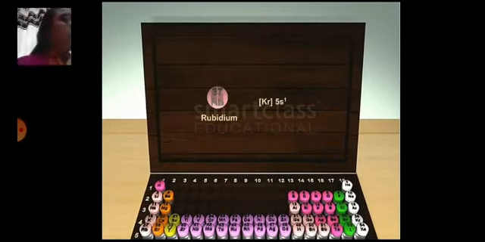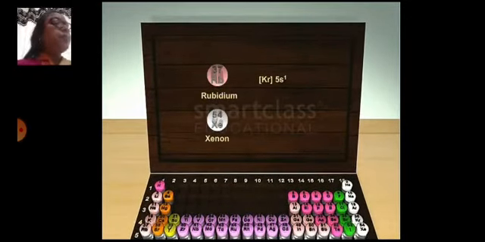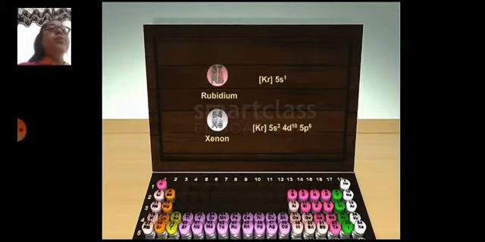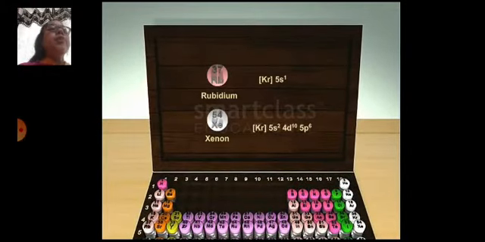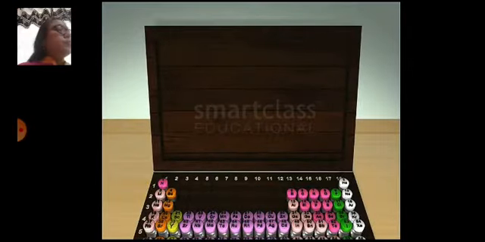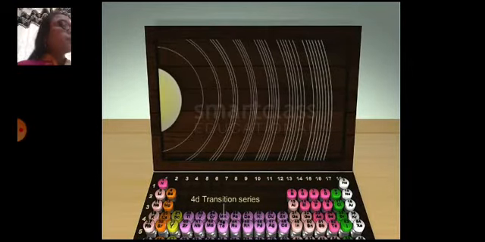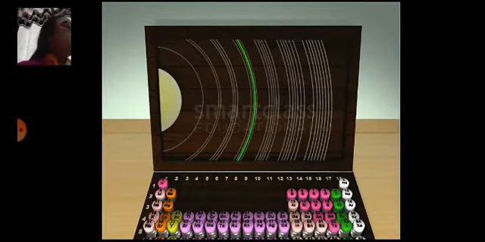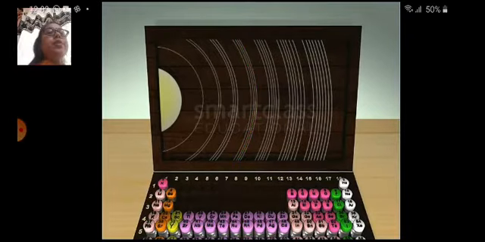Now the fifth period starts with rubidium, whose electronic configuration is krypton plus 5s1, and ends with the noble gas configuration, that is 5s2 5p6.